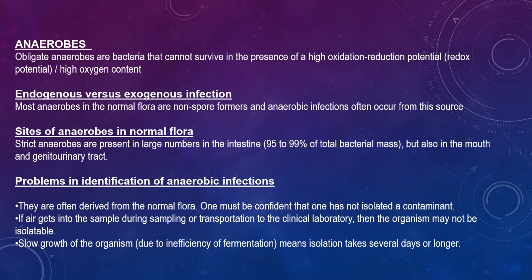During metabolism, bacteria can produce toxic byproducts from oxygen, including superoxide radicals and hydrogen peroxide. Strict anaerobes lack certain enzymes, including superoxide dismutase and catalase, that can detoxify these products.